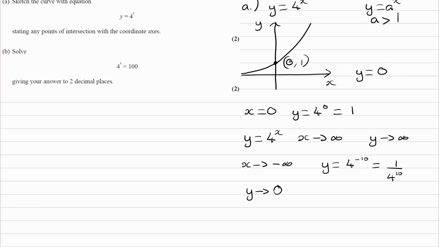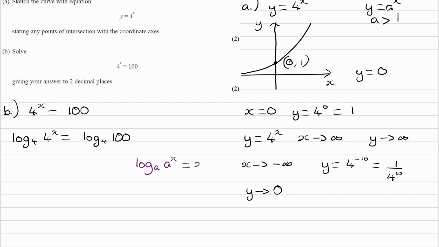So for part B, we are solving 4 to the power of x is equal to 100. The most straightforward way to solve this question is to take log to the base 4 of both sides. The reason that works, the rule is, if you were to have log to the base a of a to the power of x, this is just the same thing as x.